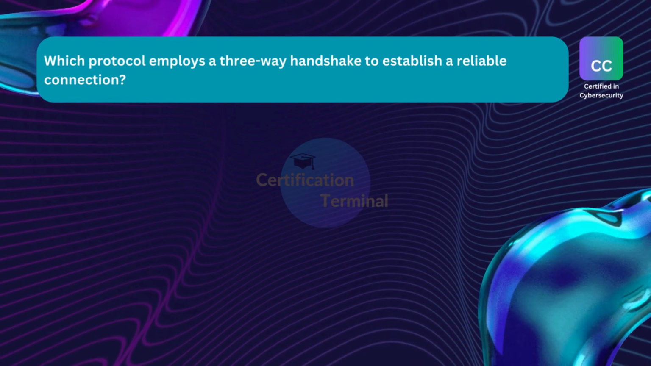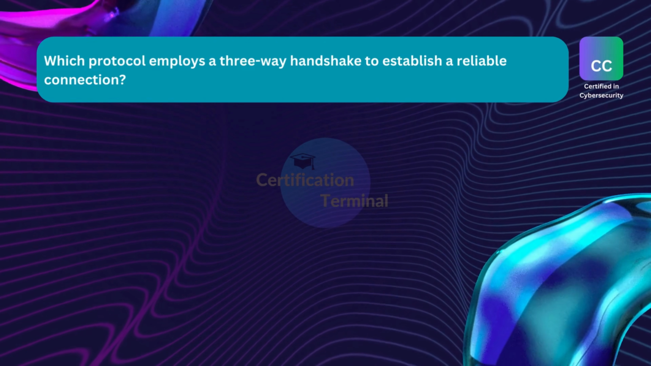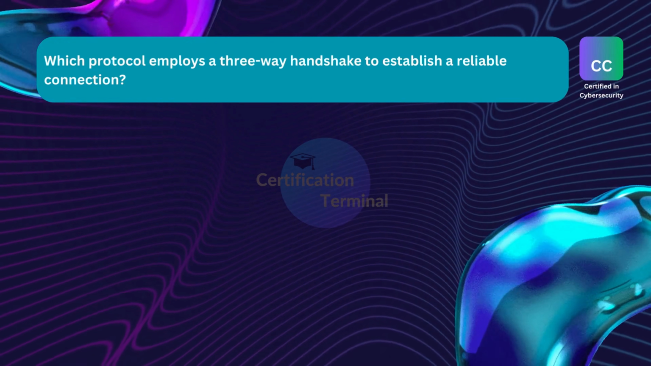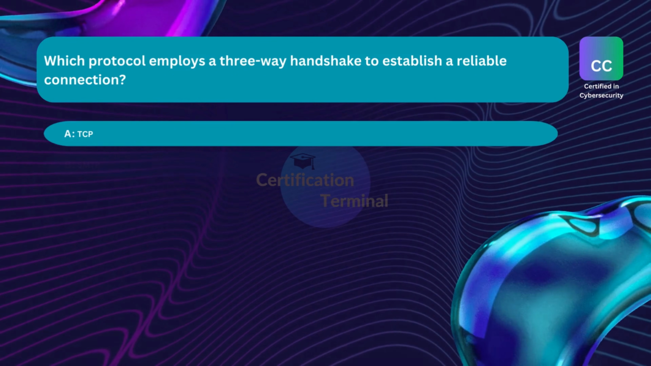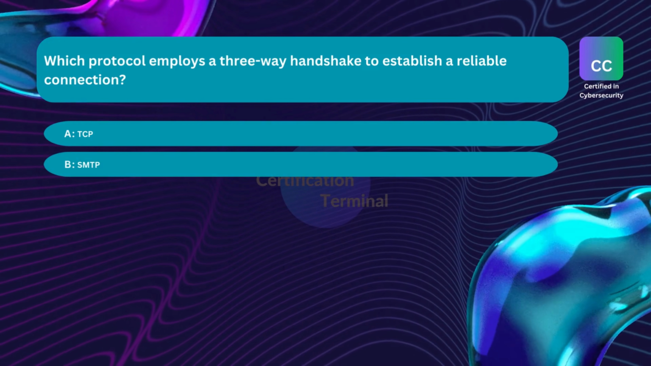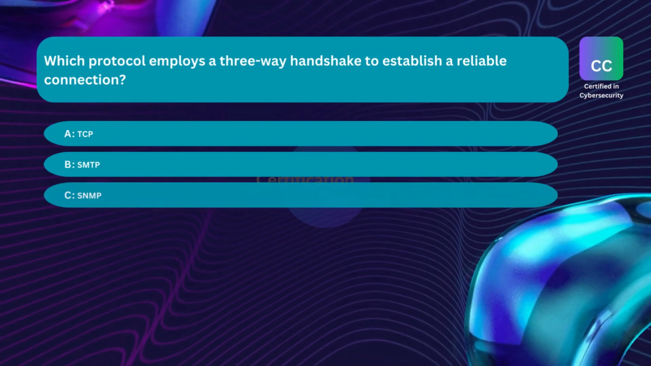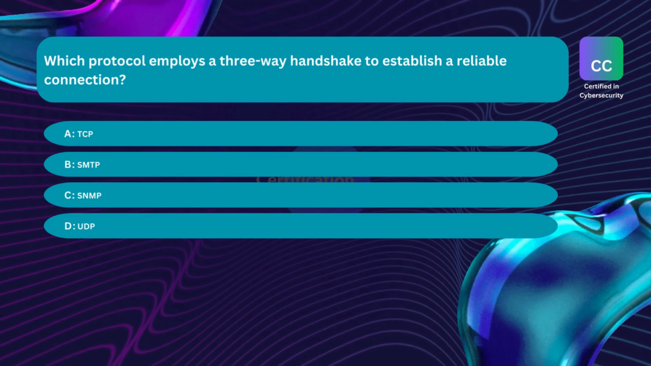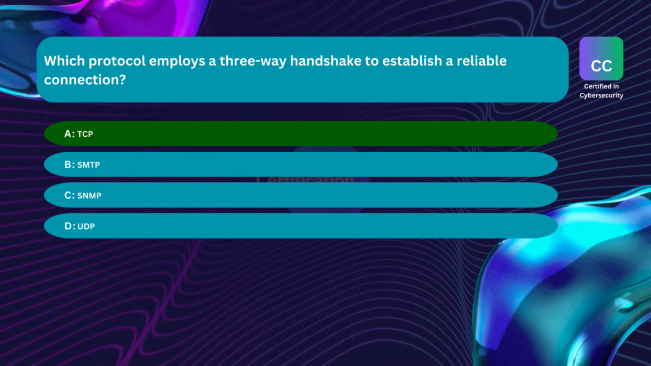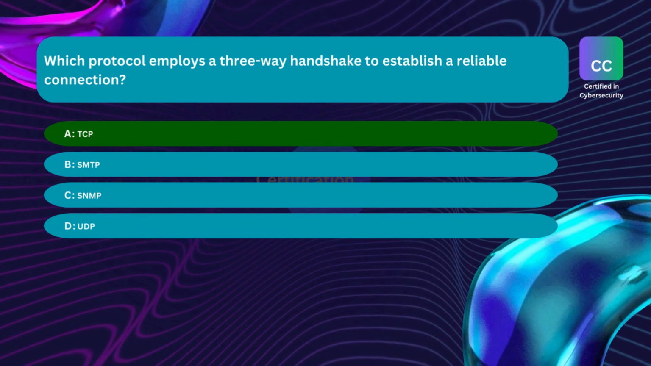Question number 6. Which protocol employs a three-way handshake to establish a reliable connection? Option A, TCP. Option B, SMTP. Option C, SNMP. Option D, UDP. The correct answer is Option A, TCP.